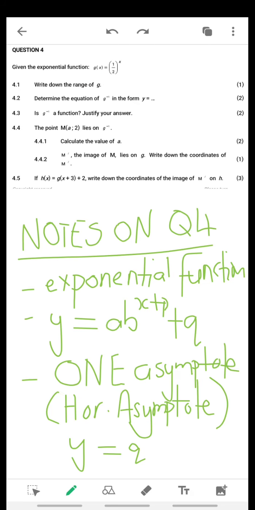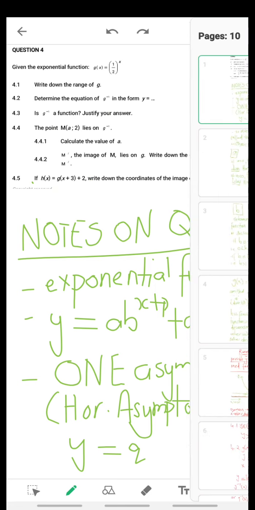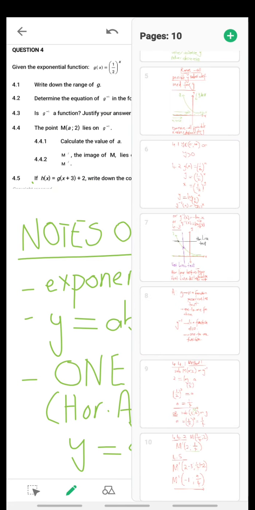Now let us go to 4.5. If H of X is equal to G at x plus 3, plus 2, write down the coordinates of the image of the inverse of M. You see that on H. So now they want you to give the new coordinates of the inverse of M on H. Okay, so what are we going to do? We need to first find the equation of H. That is what I've done.